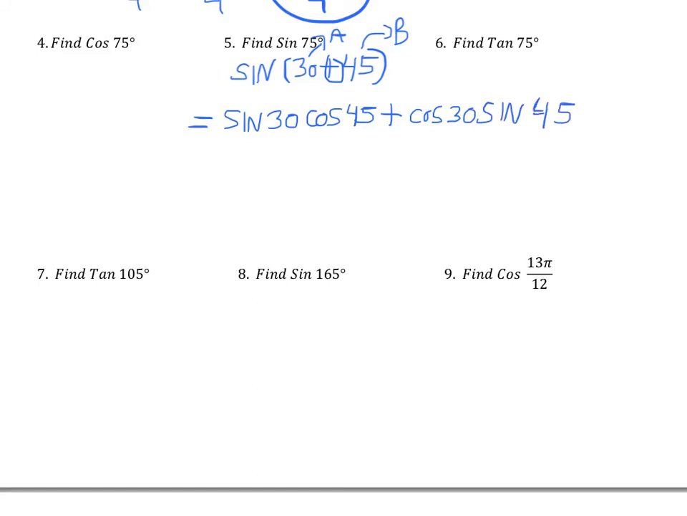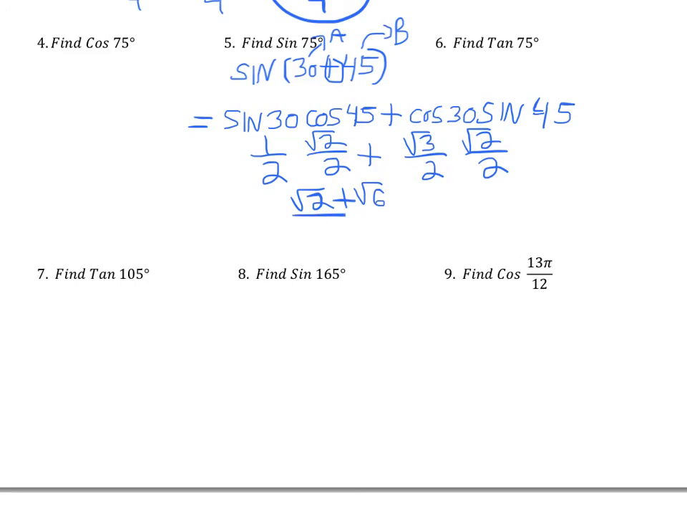And you know what? We actually know these values right away, so let's get the values. We will complete this. Sine of 30 is 1/2. Cosine of 45 is root 2 over 2. That should be real easy. Cosine of 30 is root 3 over 2. And sine of 45 is root 2 over 2. We actually wound up getting the same answer as number 1. We get root 2 plus root 6 over 4. So it's actually turned out being the same.